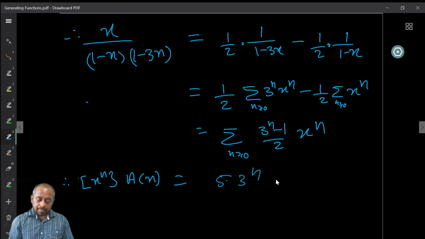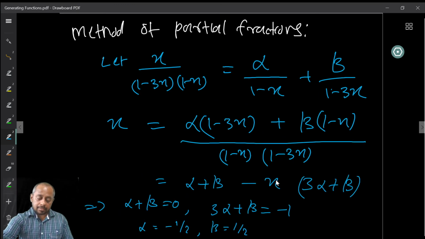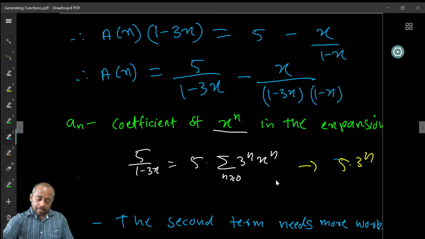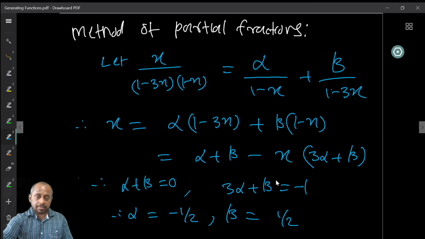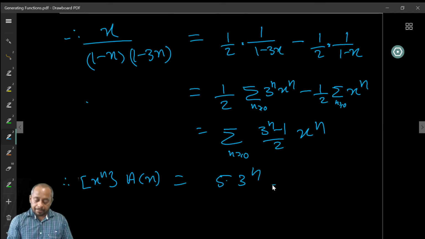Then in the second term, right? Plus 3 raised to... So what was the formula? Let's see. Yeah, so this is minus of x by 1 minus 3x. Yeah, so this is basically minus 3 raised to n minus 1 by 2. Okay. So this is the coefficient of x raised to n of A of x.